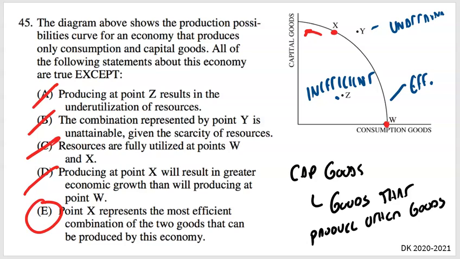Point X represents the most efficient combination of 2 goods. Well, is it productively efficient? Yes, because it's on the PPC. Is it allocatively efficient? Remember, allocative efficiency is producing what the country wants, and so we don't know anything about this country. We can't say with absolute certainty that it is the most efficient combination of the 2 goods.